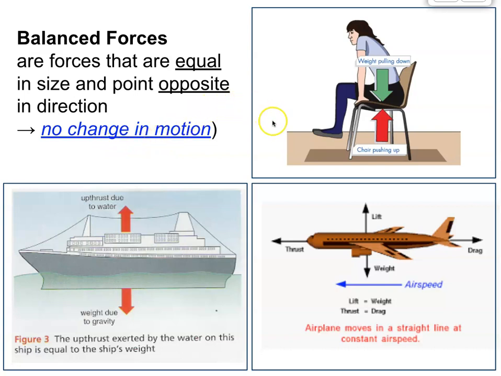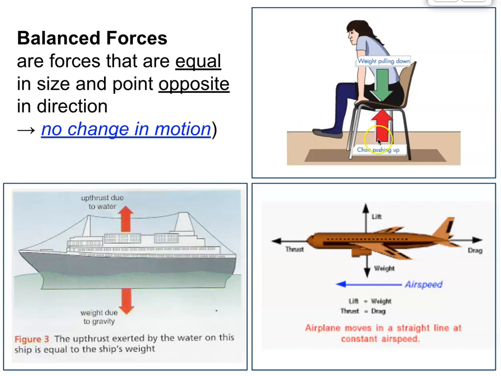So we can go ahead and look at our first example here of a person sitting in a chair. You can imagine a person sitting in a chair, there's really no change in motion. The person's not falling through the floor or the chair or anything like that. They're kind of at rest. And anytime that there's no change in an object's motion, we know that forces are going to be balanced.